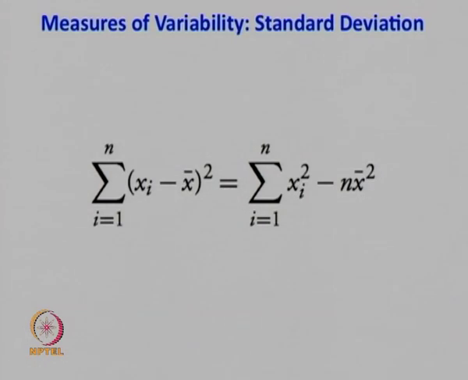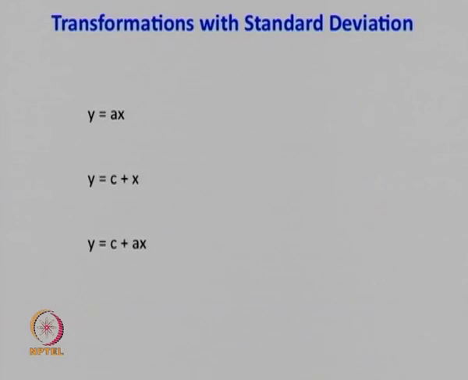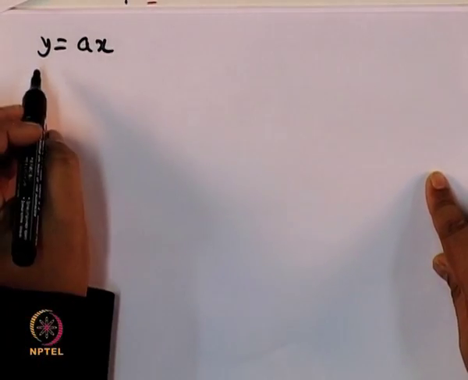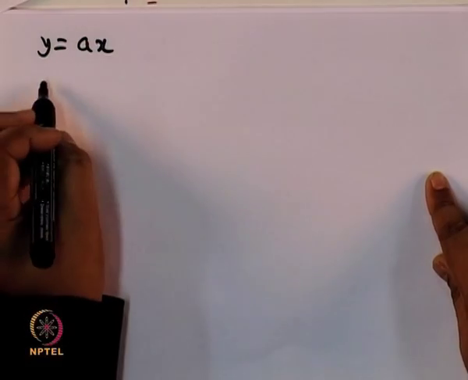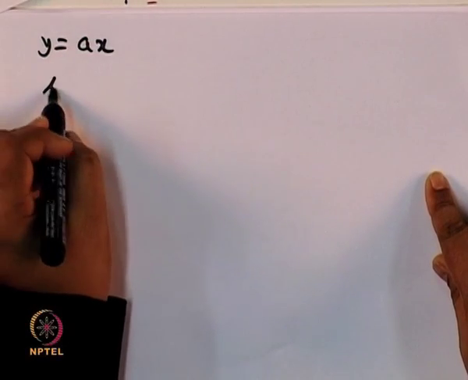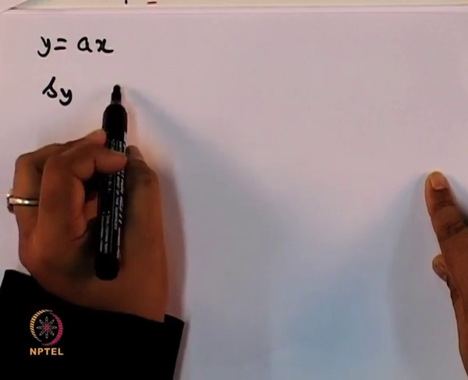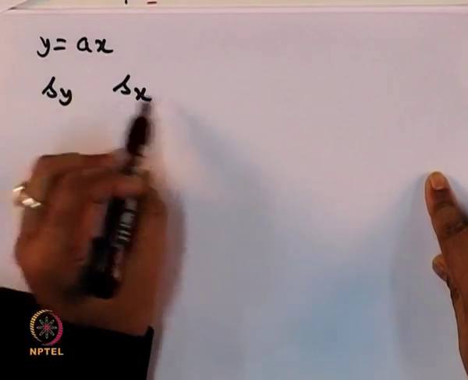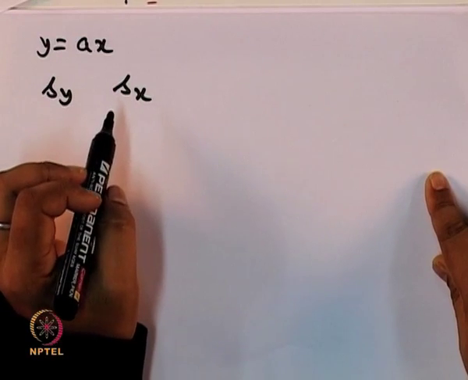Now let us do some transformations of standard deviation. So we again come to this particular term where you have three particular cases. y is equal to ax, let us say. So if this was my sigma y, sy, the question is how are sy and sx related. What is the relationship between sy and sx?